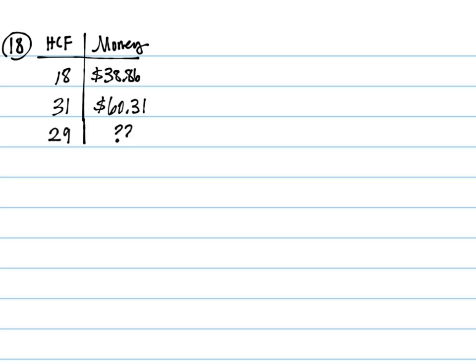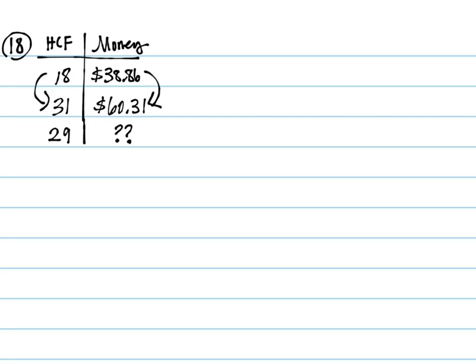Now, I can tell you right now, 29 should be between what happened at 18 and 31, right? So whatever answer I get here in a minute, it better be between 38.86 and 60.31. Otherwise, we've made a mistake. So just sort of like estimation and eyeballing it. But I need to figure out how much is 100 cubic feet, right? What is the ratio? What are they charging you? What's the rate of consumption?